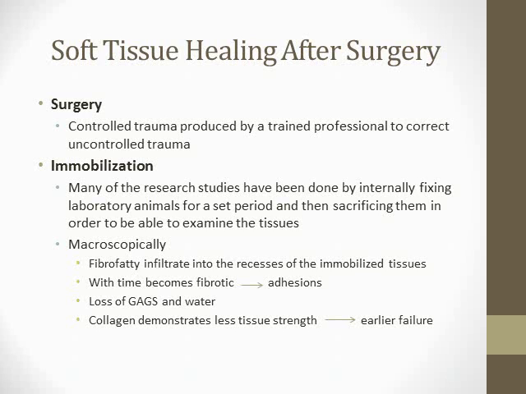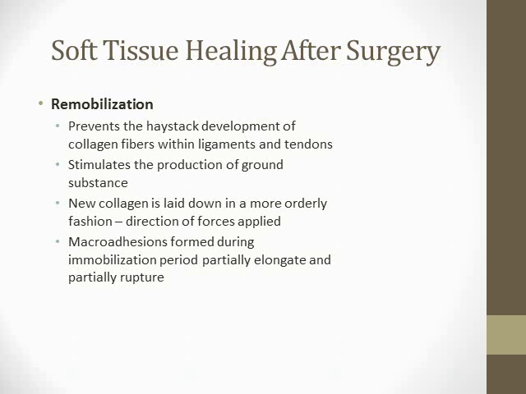And then what we tend to find with the soft tissue is you're going to get less tensile strength, so they will fail more quickly. So limitation of immobilization is that we end up with a soft tissue that doesn't have the same tensile strength. So the goal of remobilization, or what we're in the business of, is preventing the haystacking.